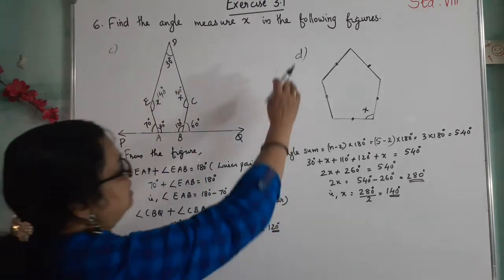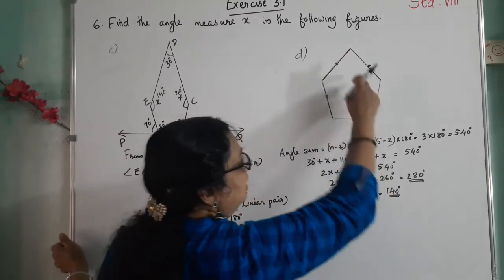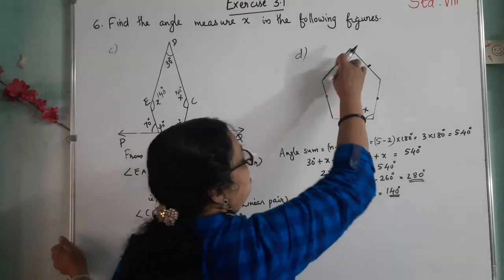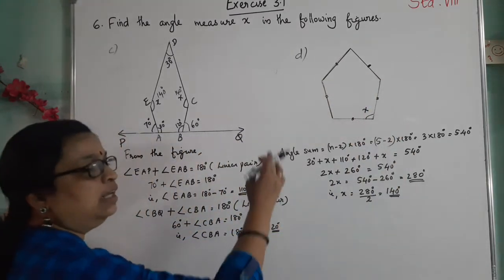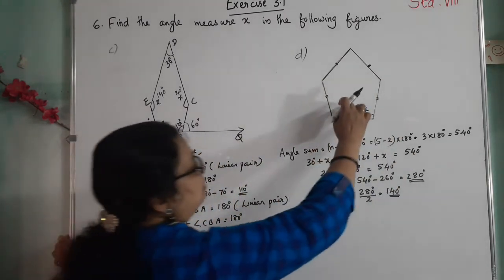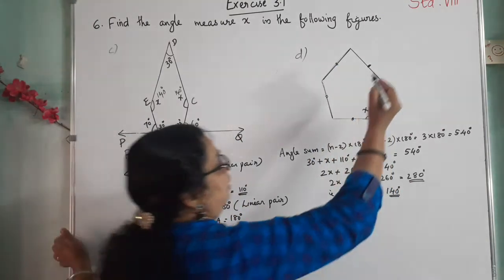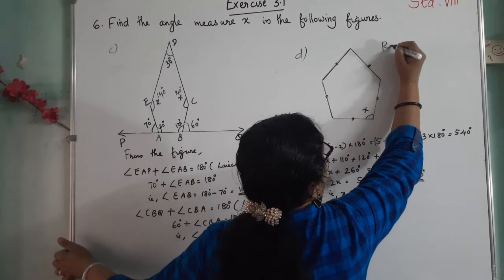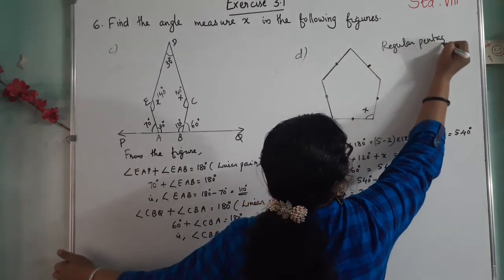Okay, then here this symbol shows all these sides are equal. So how many sides? 1, 2, 3, 4, 5. So it is a 5-sided pentagon. So in this pentagon, all sides are equal. So it is a regular pentagon.